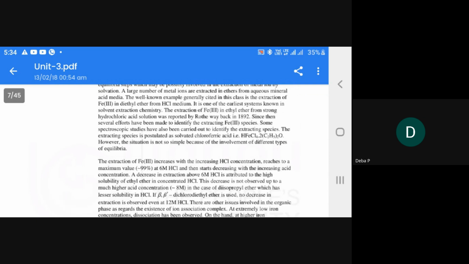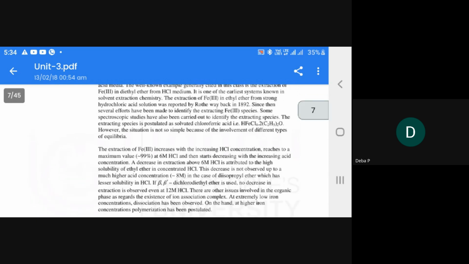So we are discussing how Fe3+ ferric ion will be extracted. In this case, the extracting species is postulated as solvated chloroferric acid, HFeCl4, and here diethyl ether, (C2H5)2O, is taken as the solvating agent. The extraction of Fe3+ increases with increasing HCl concentration, reaches a maximum of about 99% at 6 molar HCl, and then starts decreasing with increasing acid concentration.